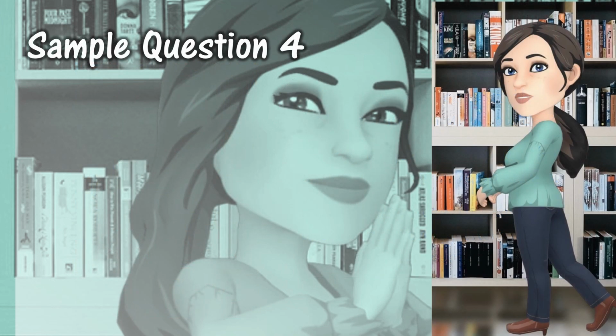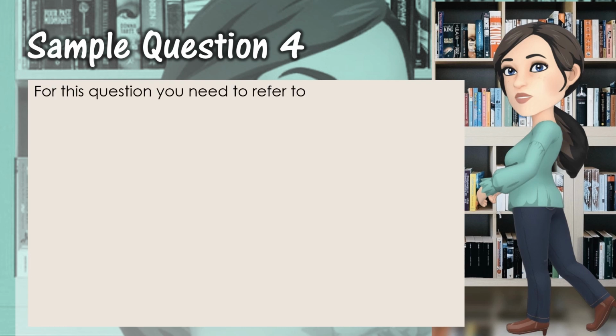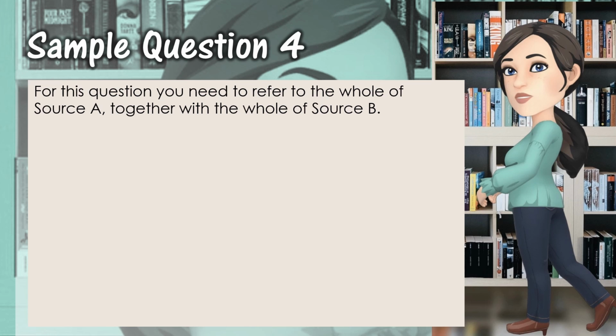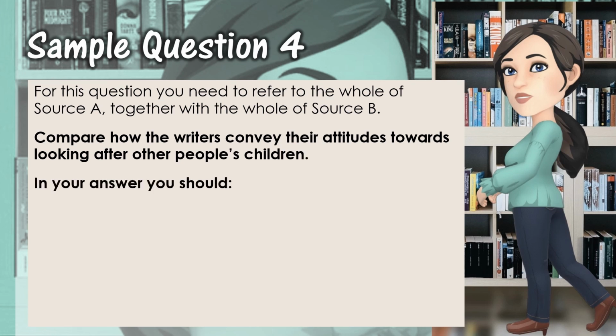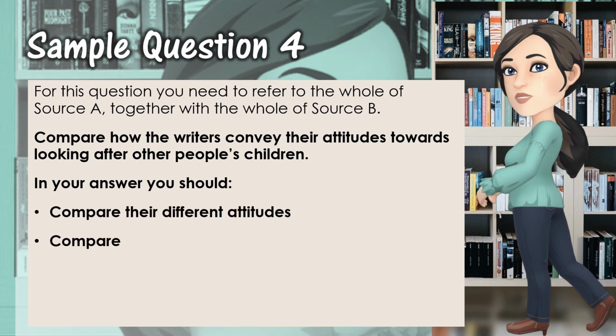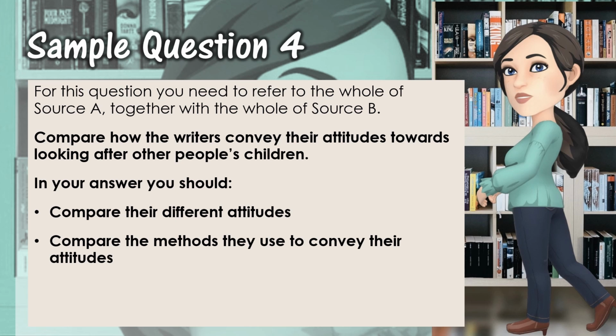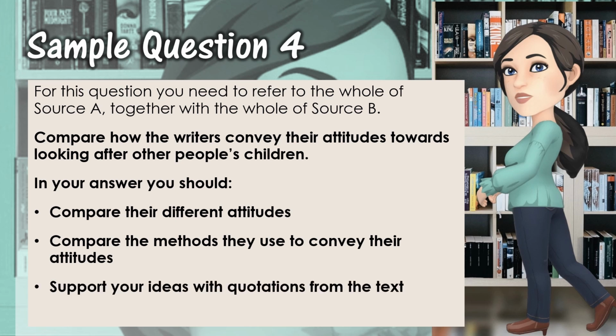So let's look at a sample. For this question, you need to refer to the whole of Source A together with the whole of Source B. Compare how the writers convey their attitudes towards looking after other people's children. In your answer, you should compare their different attitudes, compare the methods they use to convey their attitudes, support your ideas with quotations from the text.